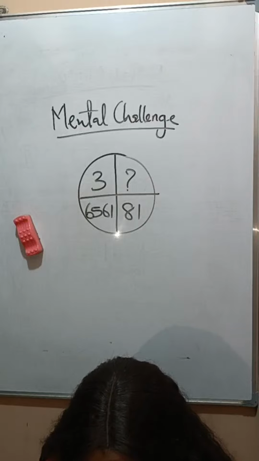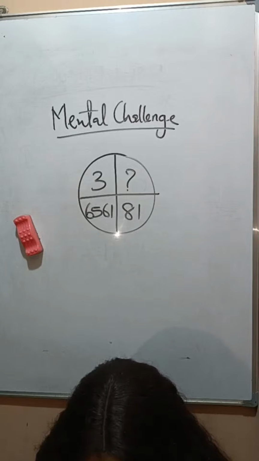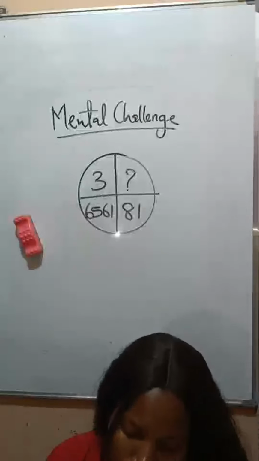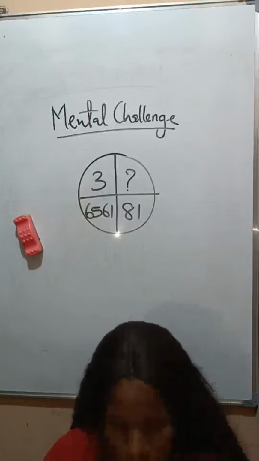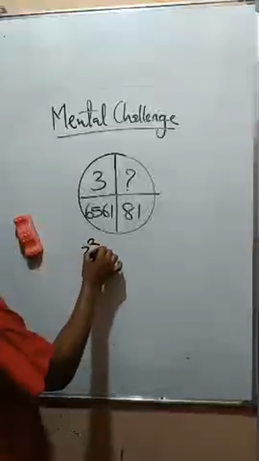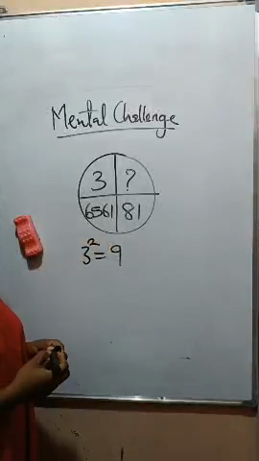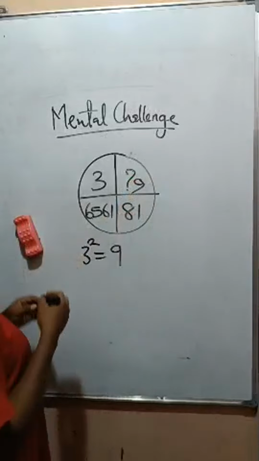It is well. So Johnny has given us an explanation. Mark says it's 3 squared, which is 9. That's true, because 3 squared will give us 9. And 9 squared will give us 81.